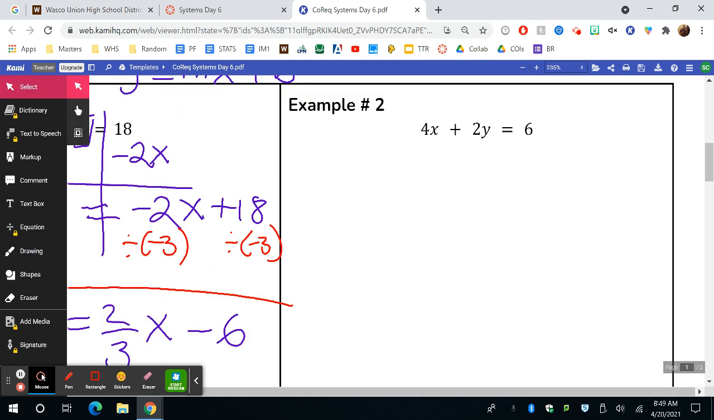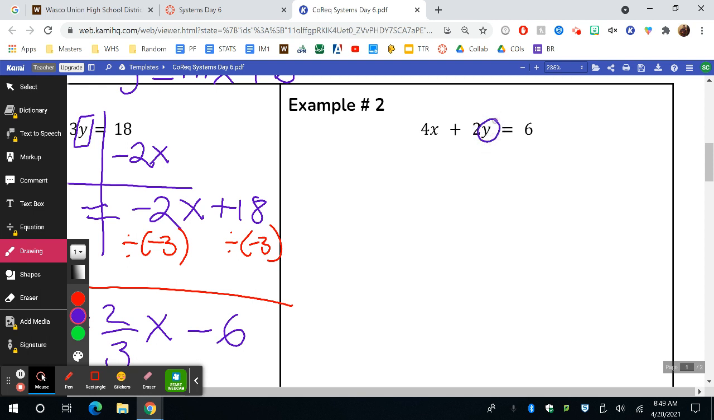Okay, so in example 2, I have 4x plus 2y is equal to 6. So what I want to do is get y by itself. Okay, so that's the goal. Because if I have the two sides of the equation, right? Now, I don't want the 4x and I don't want the 2 in there. I want all of that to either be on this side or not at all, so that it's not on this side of the equation. Okay?